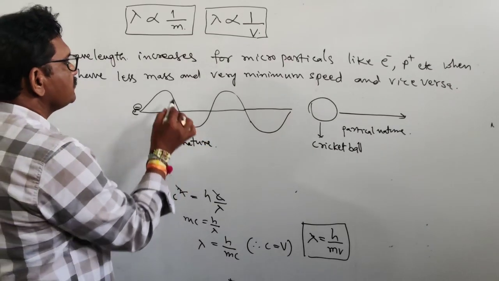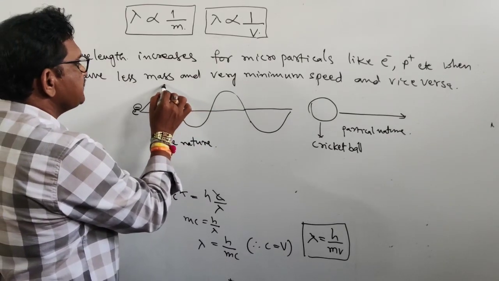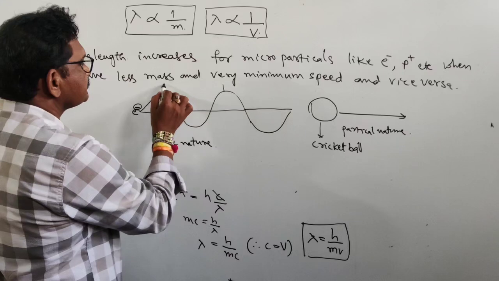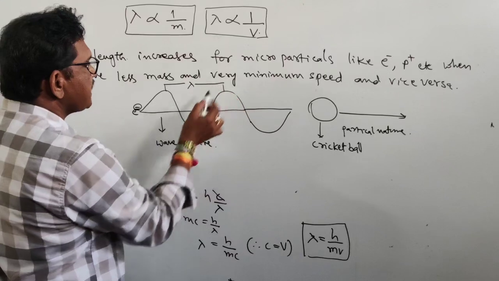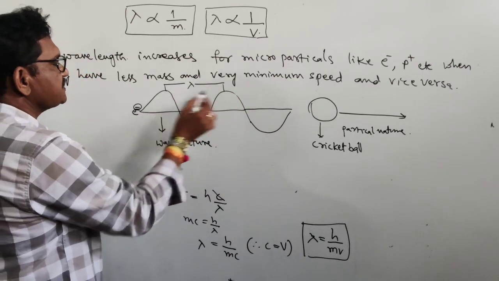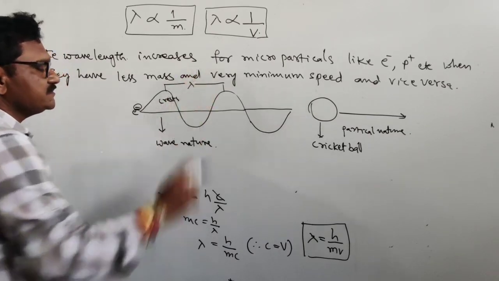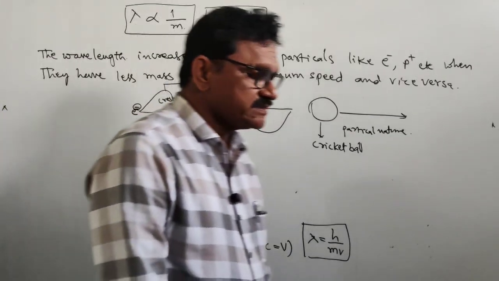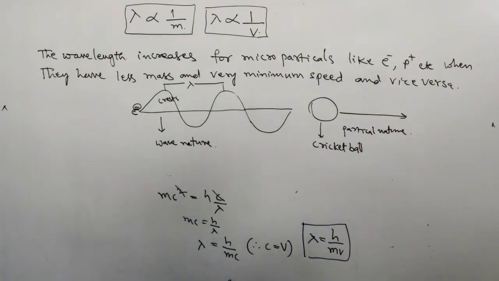I already told you, remember the difference, the distance between two successive crests, that is what this is, wavelength. This is called the distance of two successive crests. This is called a crest. That is the wavelength of that particular particle. Okay.